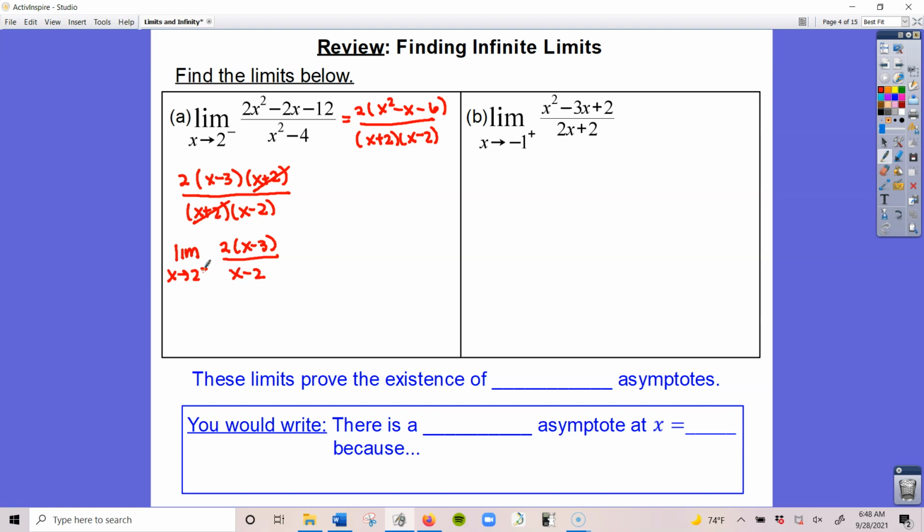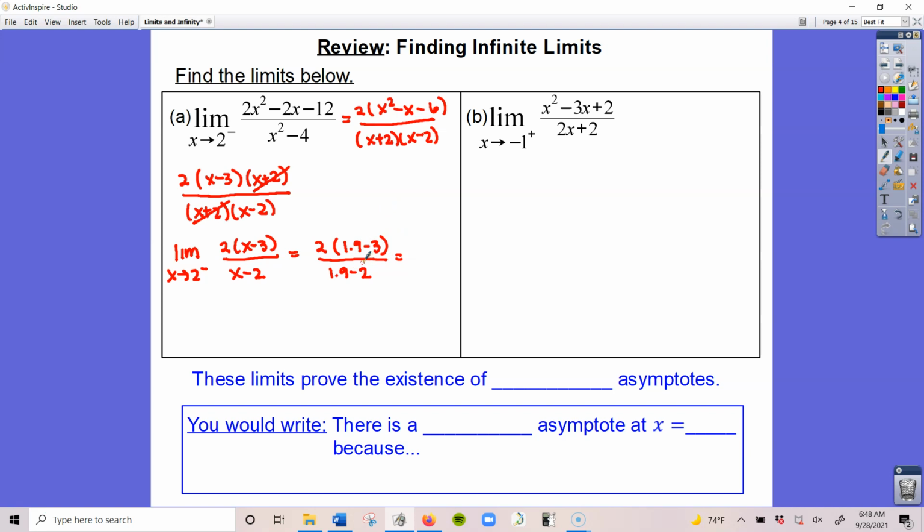So we're going to plug in a number slightly to the left of 2. So I'm going to plug in 1.9. So 2 times 1.9 minus 3 over 1.9 minus 2. Now recall that we're doing this because since we know that this is a vertical asymptote, then that means that my answer is going to be either positive or negative infinity. So we need to know which one that is.